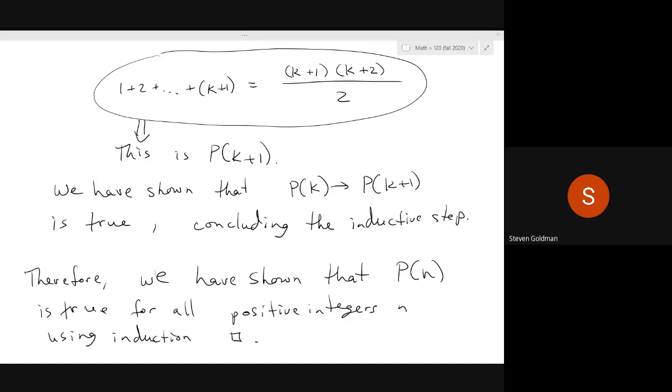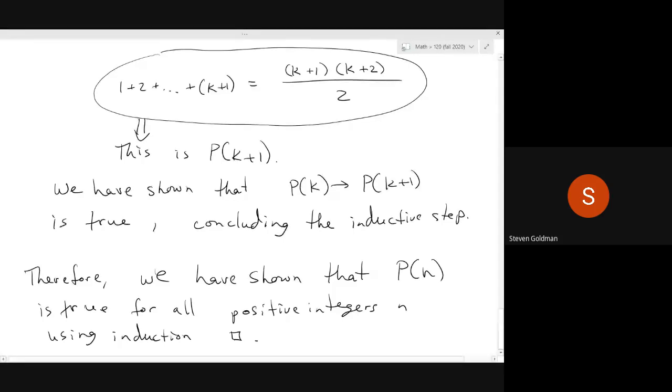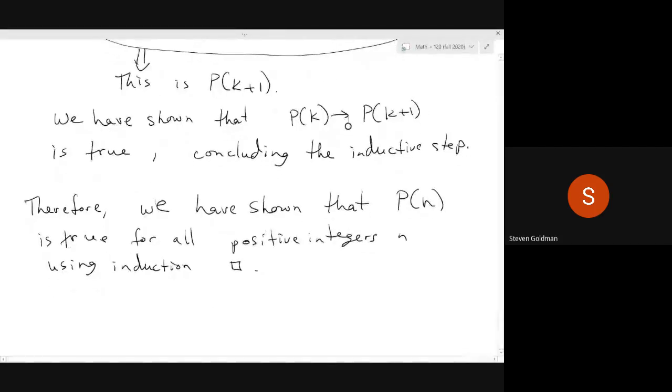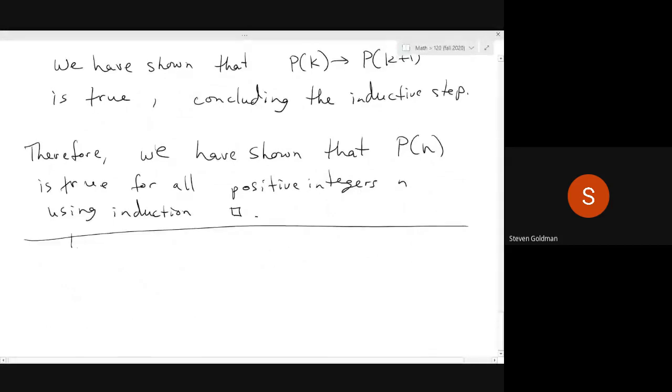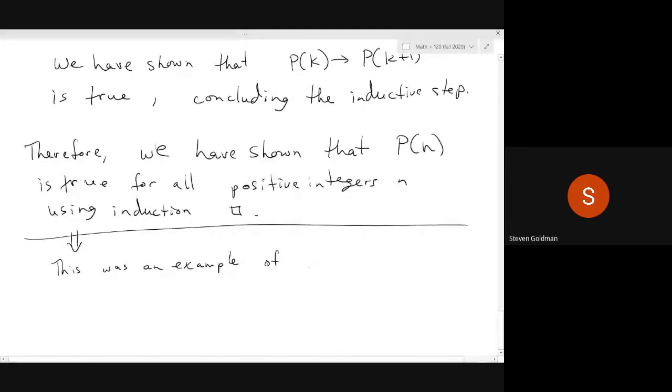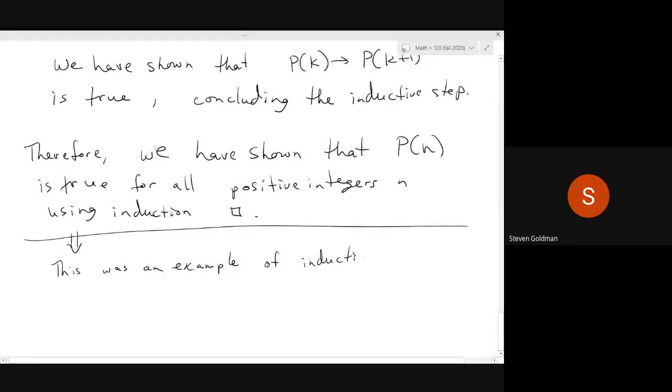All right, so let's move on to some other examples. So this was an example of using induction to prove a summation formula. I'll give you some homework problems to practice these, okay? So this was, let me just write it here. So this was an example of induction for a summation formula.